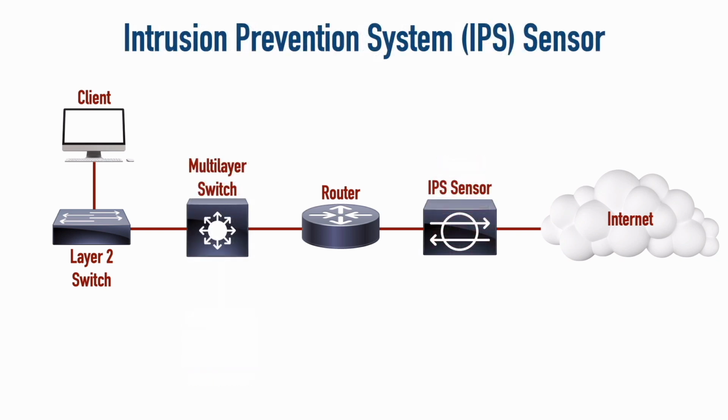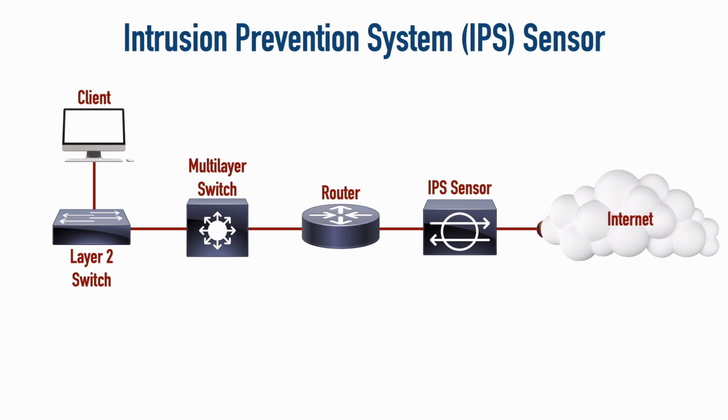Because an IPS sensor doesn't just receive a copy of the traffic, it sits in line with the traffic coming in from the internet. So it can analyze the packet and say, yes, it's allowed, or no, it's not allowed, before it's even sent onto the network. Here, let's say that we're getting traffic in from the internet. Again, somebody is trying to attack our client.